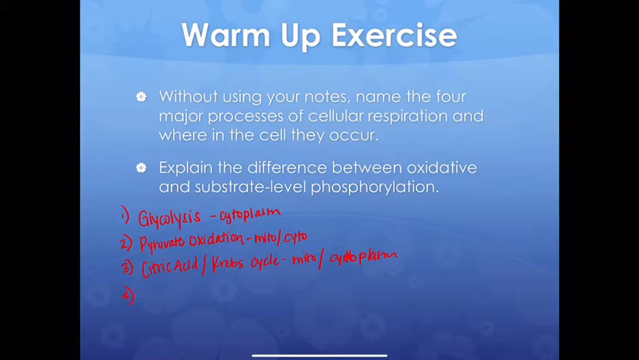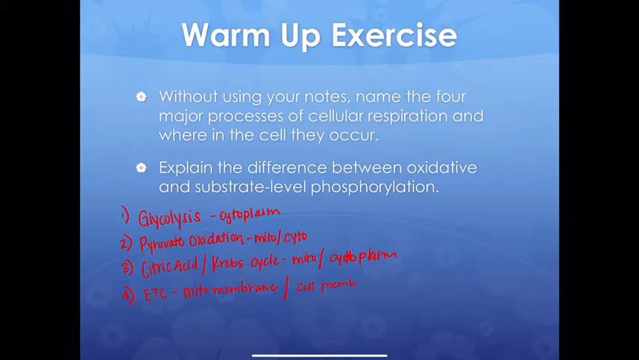And then finally, the last step is the electron transport chain / chemiosmosis, which is an example of oxidative phosphorylation. And that happens in the mitochondrial membrane, specifically the inner membrane of the mitochondria, or in the prokaryotic cell in the cell membrane. Okay? And so that's the 4 steps. You should know those. Okay?